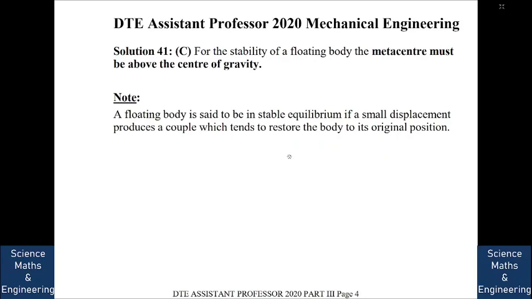A floating body is said to be in stable equilibrium if a small displacement produces a couple which tends to restore the body to its original position. Okay. So for the stability of a floating body, the metacentre must be above the center of gravity.